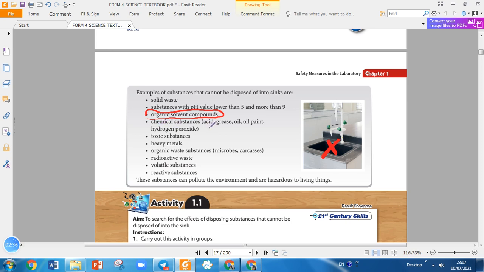Chemical substances like acid, grease, oil paint, hydrogen peroxide are corrosive. They are poisonous. You have toxic substances, heavy metals like lead, and organic waste substances like microbes and carcasses. Carcasses are the dead bodies of animals or dead living things. Then there are radioactive waste, volatile substances, and reactive substances. These substances can pollute the environment and are hazardous to living things.